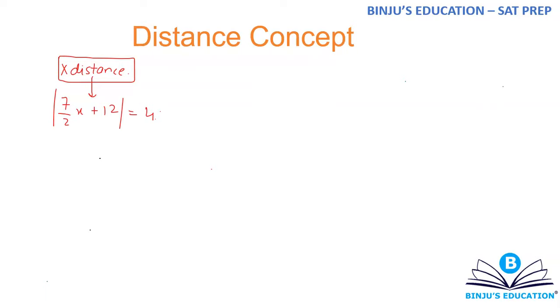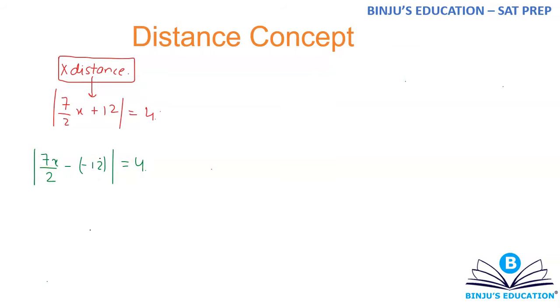Because I want to solve this question using the distance concept, which means I need a negative sign. So the question comes, how do you convert a positive sign into a negative sign? You can rewrite this expression as 7x by 2 minus of minus 12 is equal to 4. In order to convert a positive into negative, you're going to use two negatives, because two negatives when multiplied will give you positive. So instead of writing 7x by 2 plus 12 is equal to 4, I'm going to write 7x by 2 minus of minus 12 is equal to 4.